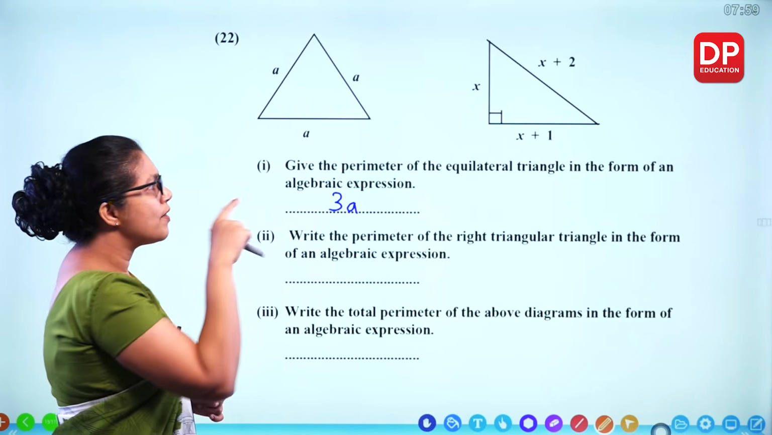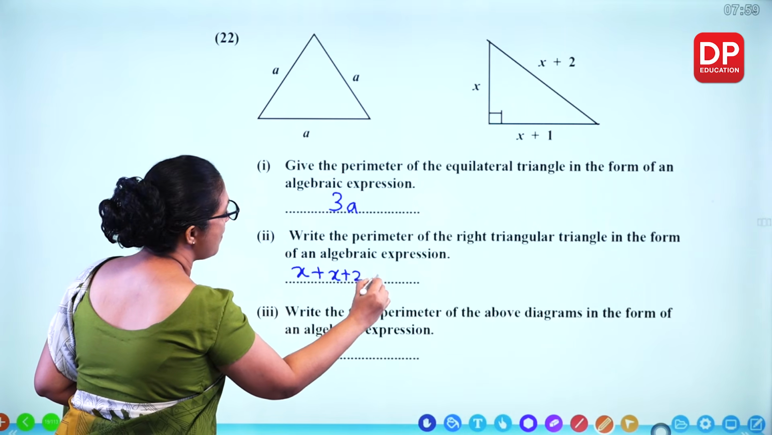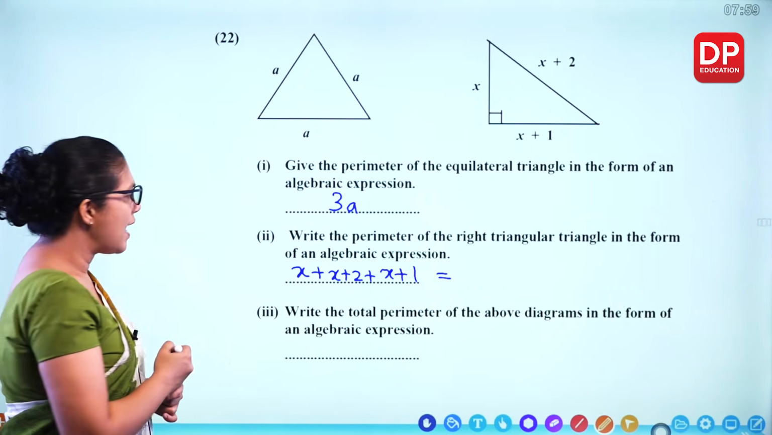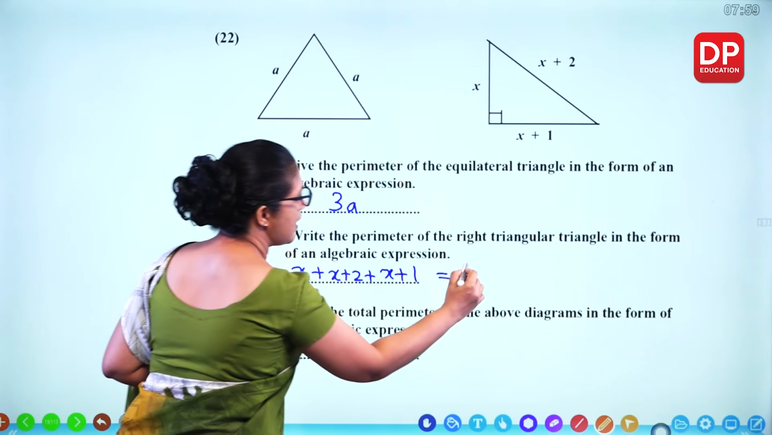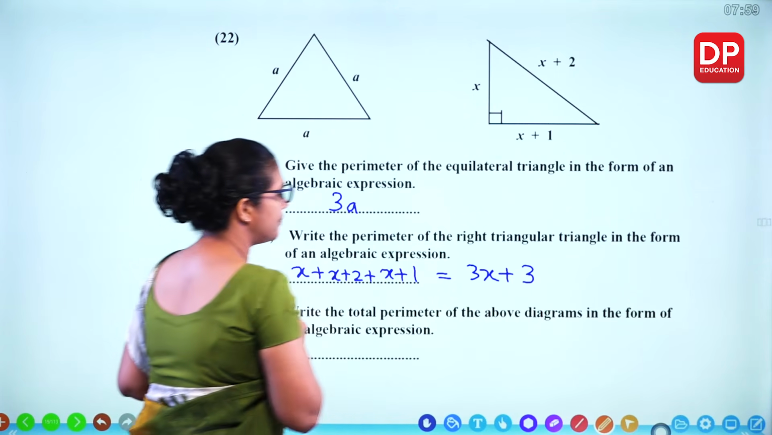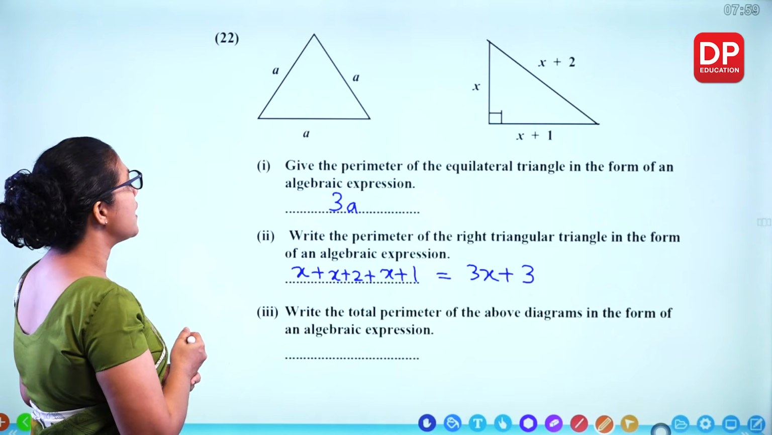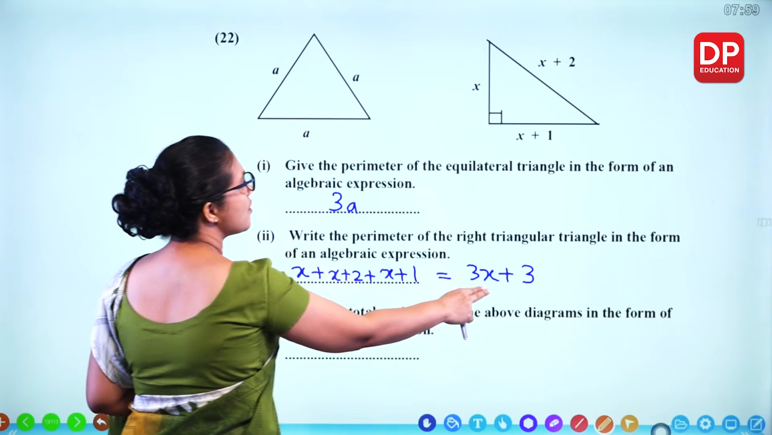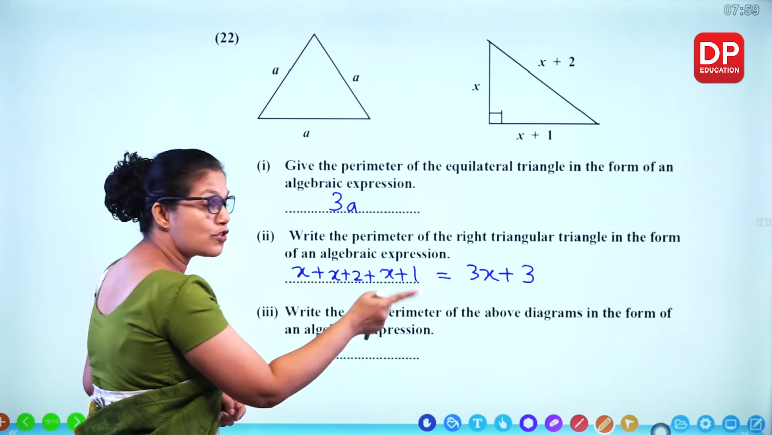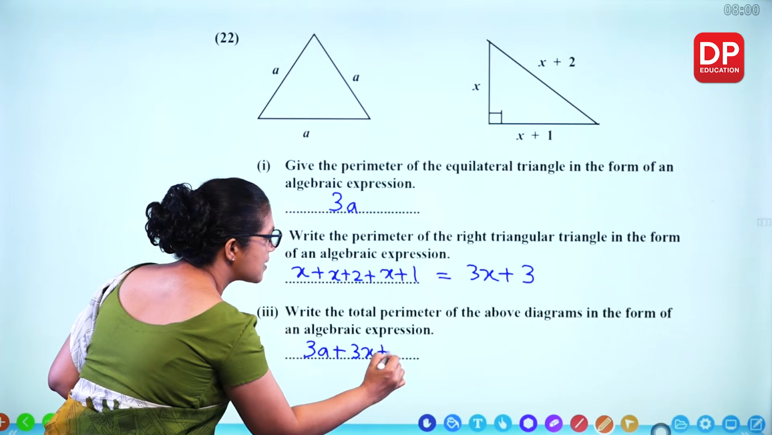So just add all the lengths together. We'll do that. x plus 2 plus x plus 1. Now you can simplify. Like terms you can add: x and x, 2x, and 2 and 1, that's 3. Write the total perimeter of the above diagrams in the form of an algebraic expression. So this is the perimeter of the right angular triangle and this is the perimeter for the equilateral triangle. So add it together. 3a plus 2x plus 3.